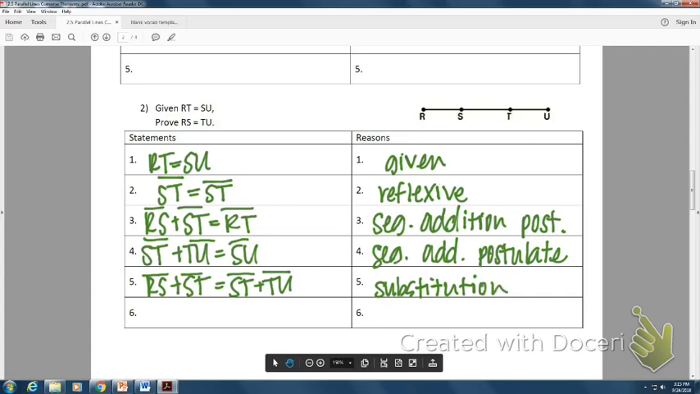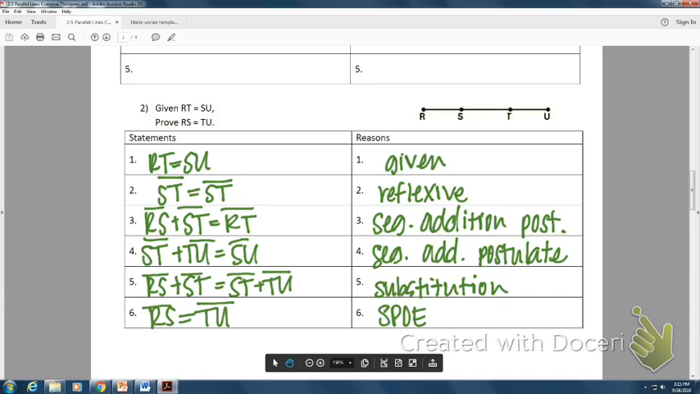So all we did, we know that RT equals SU. So now we took what RT is and put it in place for RT, what SU is, put it in place of SU, and that's how we have this substitution right here. And what would be our last step? RS equals TU, and why is that? ESPO. Nice. That was awesome. Great job, y'all. Questions on that one? Flew through that one. That was great.